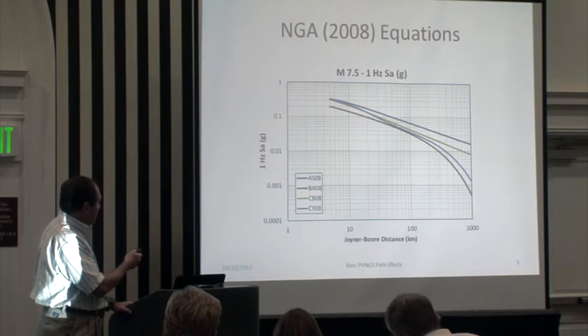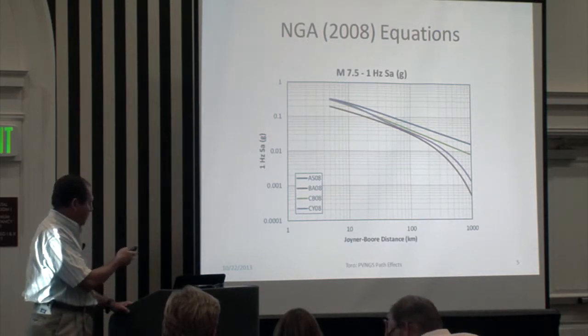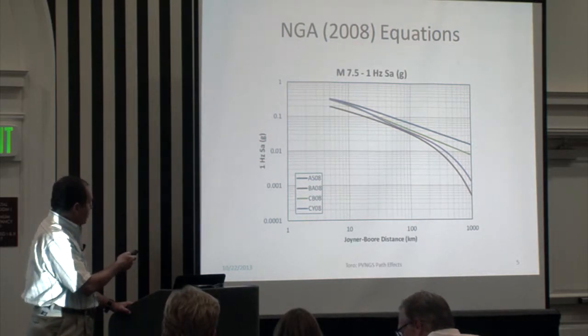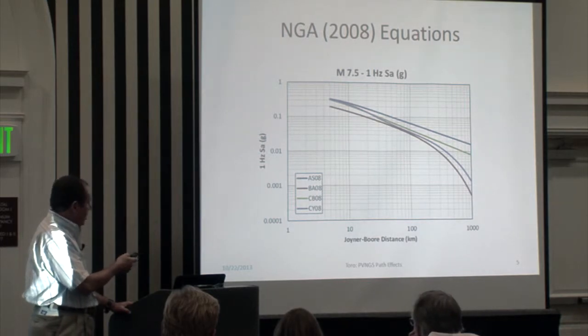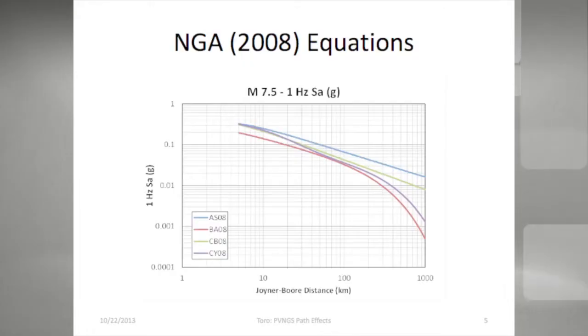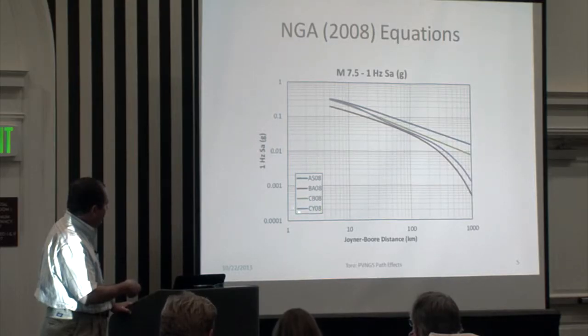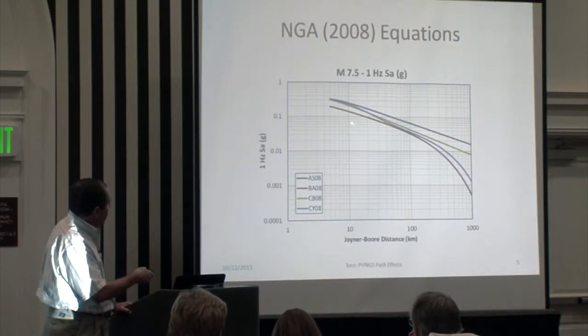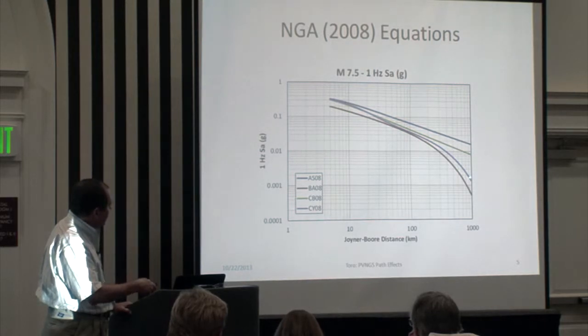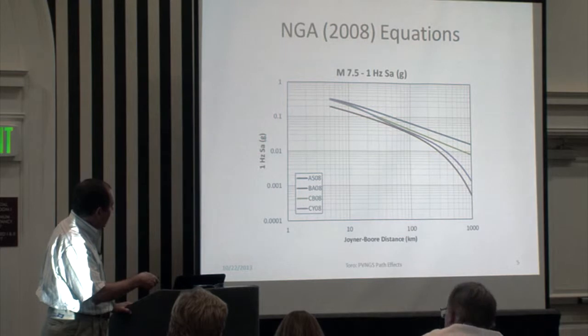Okay, this is what we had at the time, NGA West equations. Here we have the results for 7.5 and 1 Hertz. And as you see, two of the equations had inelastic attenuation terms. Atkinson-Boore, or Boore-Atkinson, and Chiou-Youngs had inelastic attenuation terms, gamma terms. And you see that they do have similar predictions over the entire range of distances. And what we care about is 200 to 300 kilometers, but I showed it up to 1,000, kind of Eastern US bias.